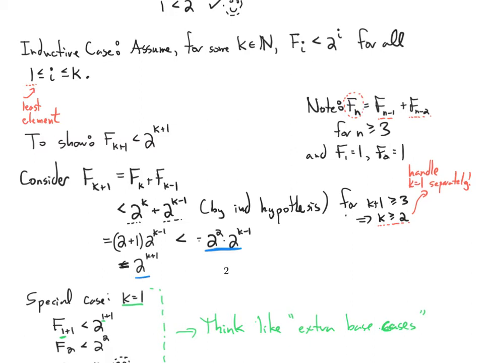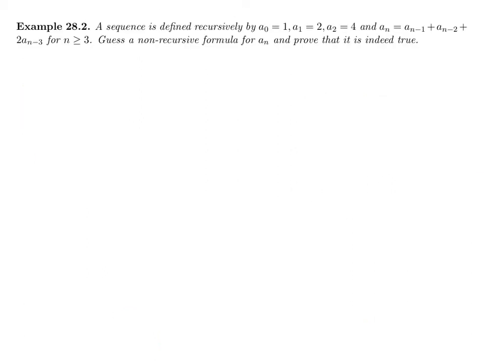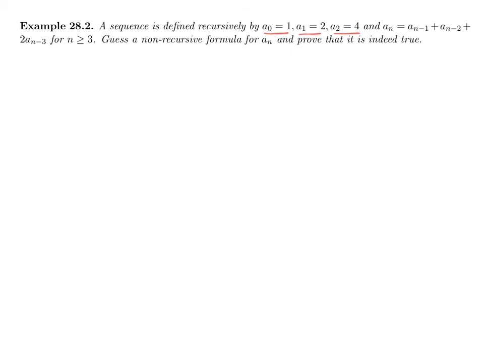Let's look at another example. Here's our next example. We have the sequence. I tell you a couple of terms: here's A0, A1, A2, and I tell you how to make the nth term in the sequence for all n 3 or greater. It's the term before it, the term before that added together, and then added with 2 copies of the term even before that. So an is the sum of an minus 1, an minus 2, and 2 an minus 3.